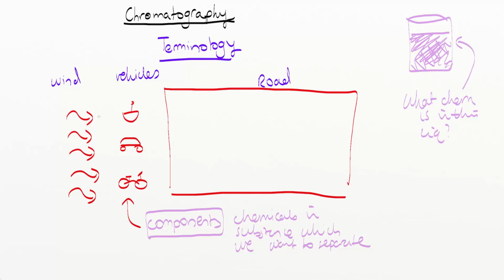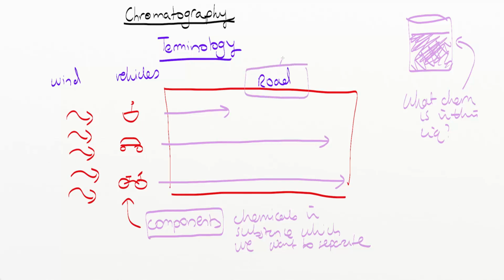So in our example, our components are vehicles. We have got 3 chemicals here. We've got the boat, the bicycle, and we've got the car. Now, the boat, bicycle, and car, they travel across this stationary chemical, which we see as the road. Okay, so the road is the thing that these things travel across, and these vehicles themselves have different amounts of friction with the road. In chromatography, the road is known as the stationary phase.